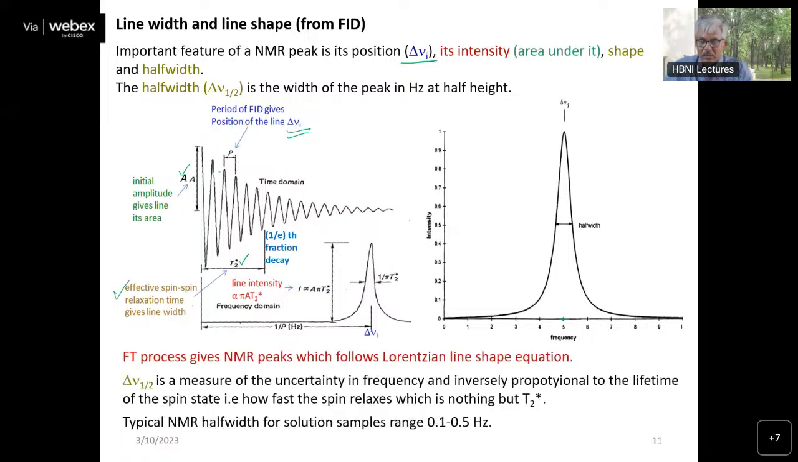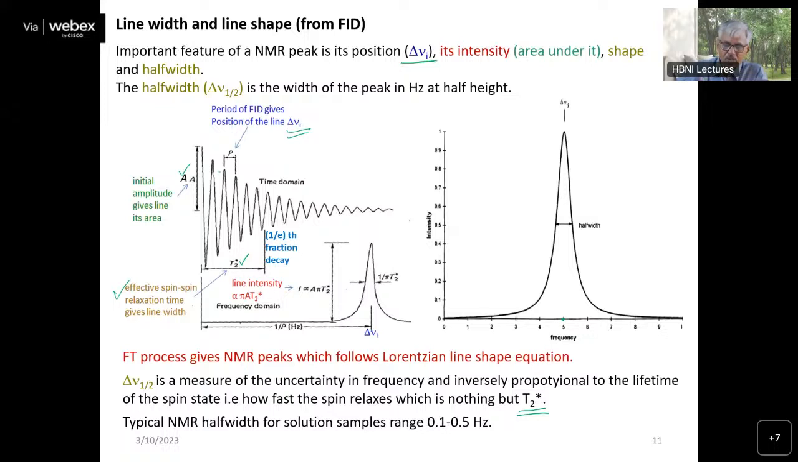So this nu half is a measure of the uncertainty in frequency, and it is inversely proportional to the lifetime. That's why the T2 star is very easy to find out from the peak shape. From the half width you can find out the T2 star, or 1 by T2 star equals the half width.